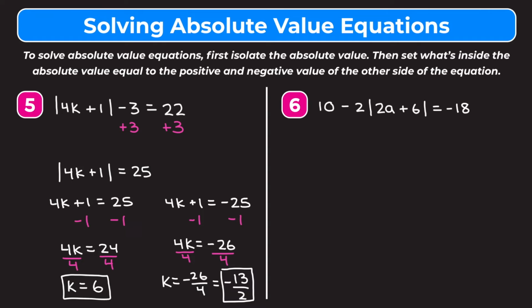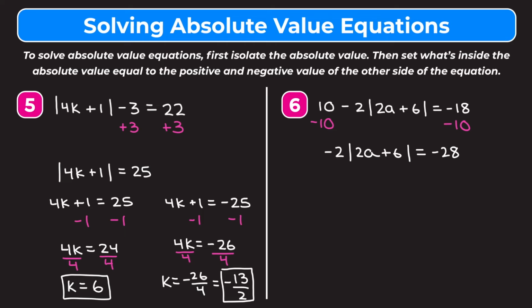So now we're going to take a look at example 6, which is going to get a little bit more challenging. So we have 10 minus 2 times the absolute value of 2a plus 6 is equal to negative 18. Again, we want to start by isolating our absolute value. Using reverse PEMDAS, we know that we want to get rid of this 10 that's being added before we get rid of the negative 2 that's being multiplied. So we're going to get rid of the 10 by subtracting 10 from both sides of our equation. On the left side, 10 minus 10 is 0, so we're left with negative 2 times the absolute value of 2a plus 6. And negative 18 minus 10 is negative 28.